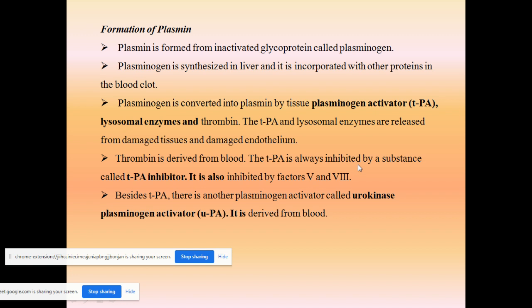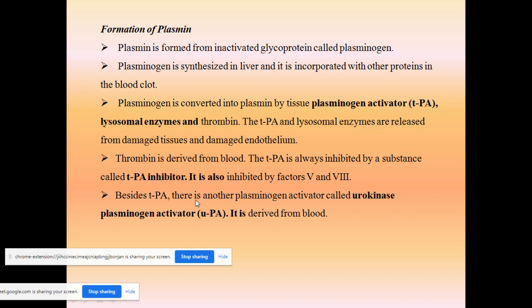So the TPA is always inhibited. TPA, tissue plasminogen activator, stays in an inhibited stage, by the tissue plasminogen activator inhibitor factor. This factor is always present in the blood, and it keeps TPA in the inhibited stage. Okay, during clot retraction and clot damage and disintegration, factors 5 and 8 will inhibit this inhibitor.